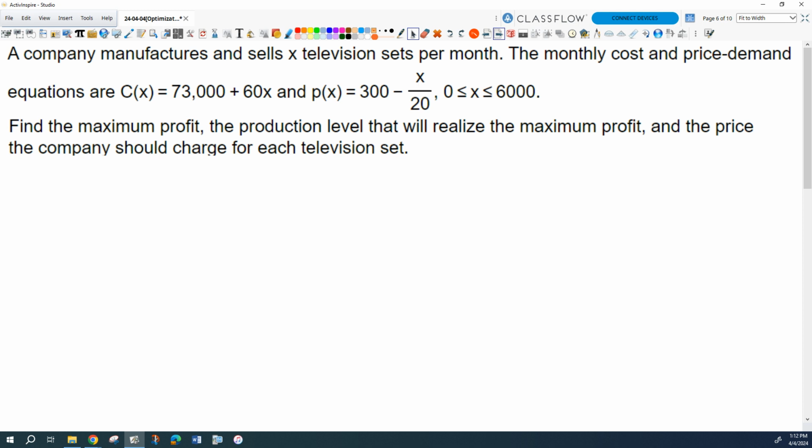A company manufactures and sells x television sets per month. The monthly cost and the price demand equations are this. Okay, so here's our cost function. Cost as a function of x equals 73,000 plus 60x, where x is the number of television sets per month. We're trying to decide how many to build per month. Try to set the production levels to maximize profit.